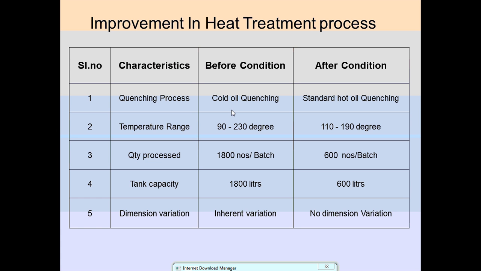Before, they were using one container of 1800 numbers in one batch. So we are going to change to 3 containers, 600 numbers per container, so that the temperature will be in control and will not go above 190 degrees Celsius. So definitely we cannot get any shrinkage, so no dimension variation.